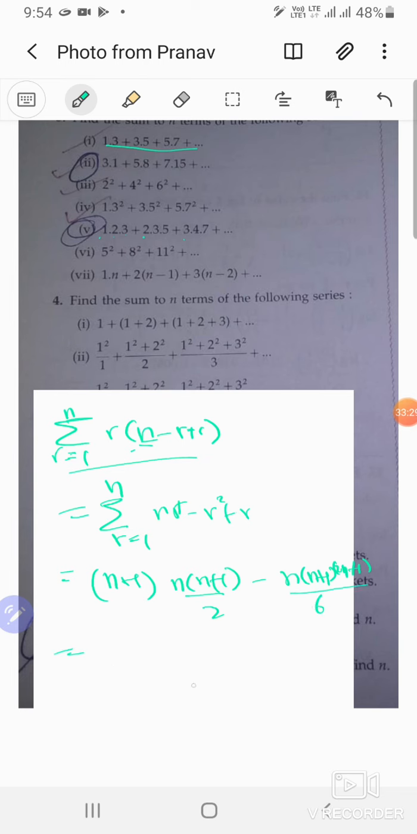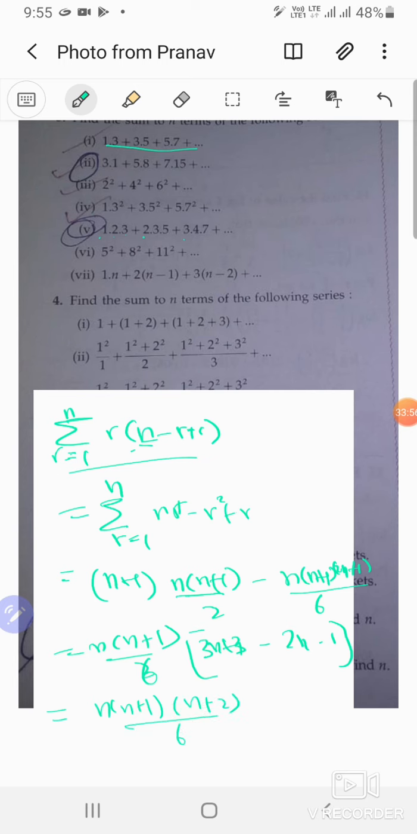So what do we do with that? Just take this thing common. So you got n into n plus 1 upon 2 common. You got n plus 1. Okay, actually I should say 6 common, like 3n plus 3. Fine. And then you got minus 2n plus 1, so minus 2n minus 1. Yeah, it looks like that. So it's supposed to be equal to n into n plus 1 upon 6. And then you got n, and, oh, so it's n plus 2 upon 6. Fine.